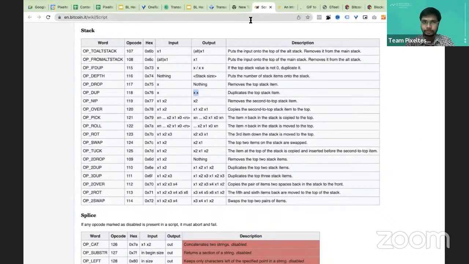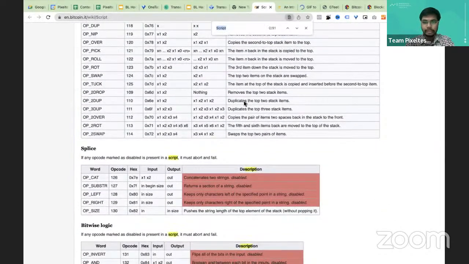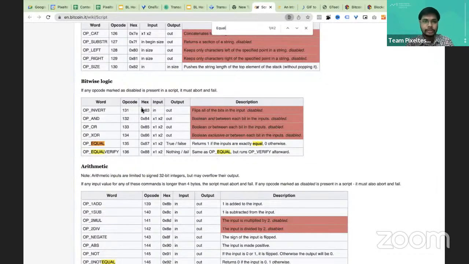And similarly, we have other operations like equal verify, right? It is going to verify if two parameters are equal, and then it is going to verify it, right? So if they're valid or not, right? So all of these details we have understood, right?